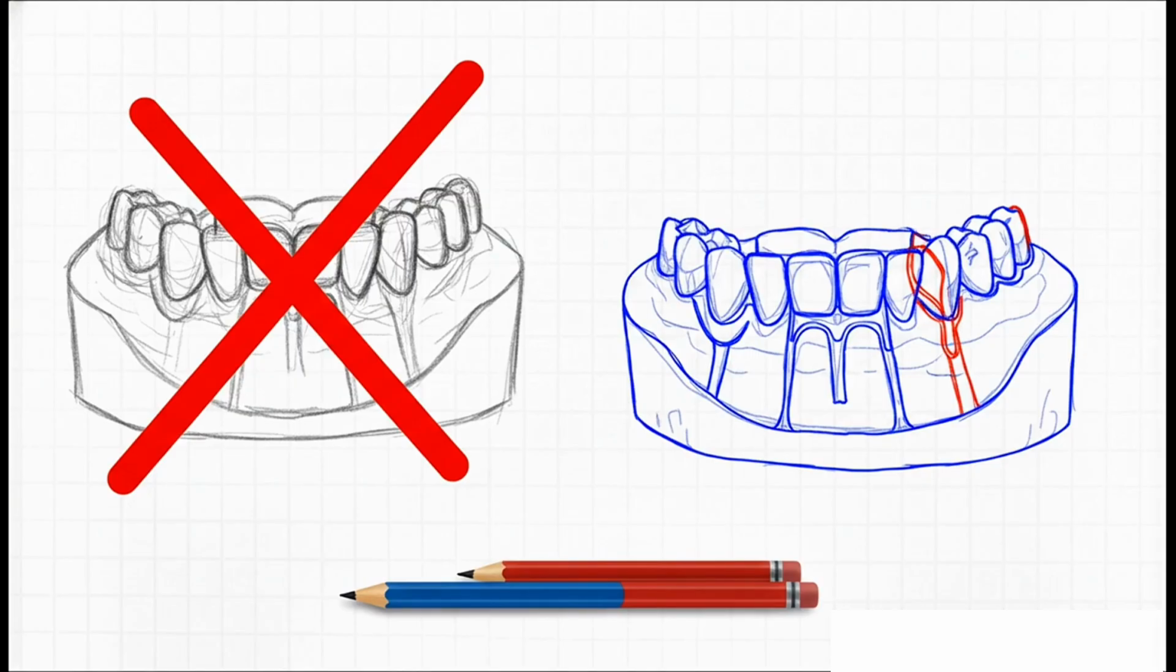Red pencil is used specifically for retentive undercuts and flexible wrought wire, while blue is for all the rigid framework elements. If a dentist draws a sketchy line, the lab might cast a bulky piece of metal that literally crushes a patient's gums. It would be a complete disaster.